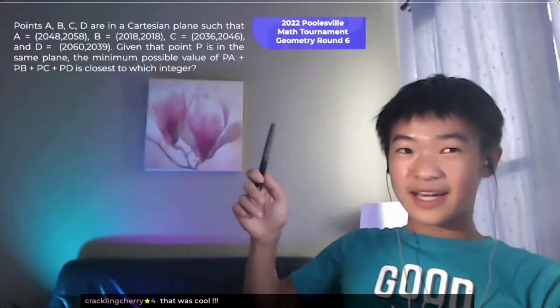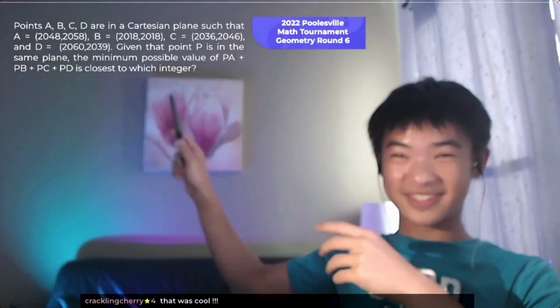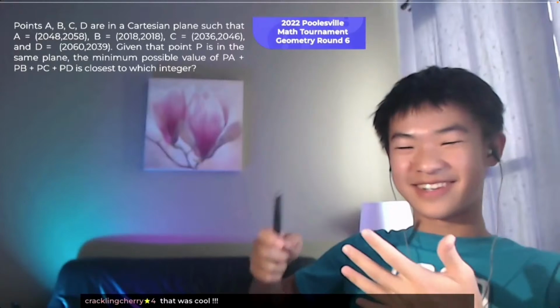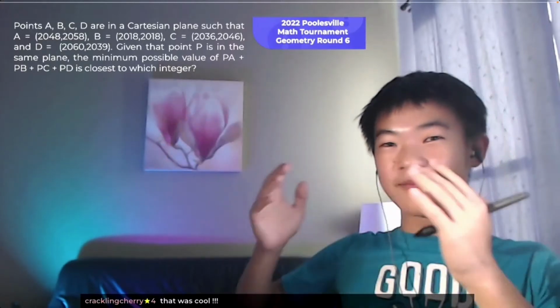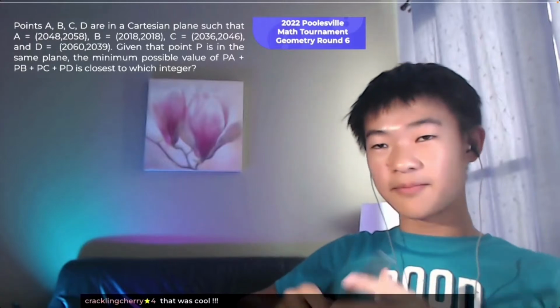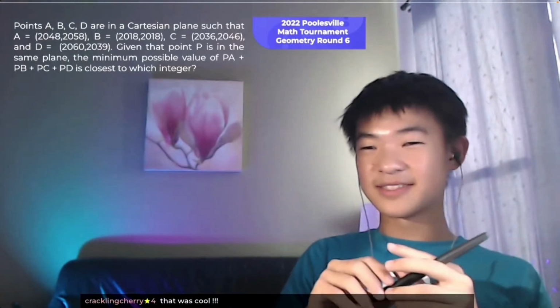Points A, B, C, D are in the Cartesian plane such that A is equal to these ridiculous coordinates, B is equal to a bunch of this, C is equal to this, and D is equal to this. Given that point P is in the same plane, the minimum possible value of PA plus PB plus PC plus PD is closest to which integer?